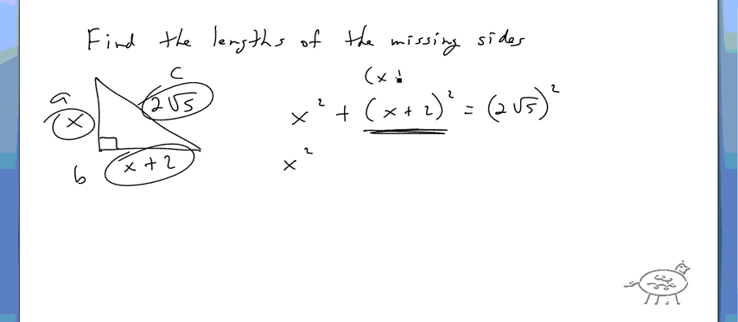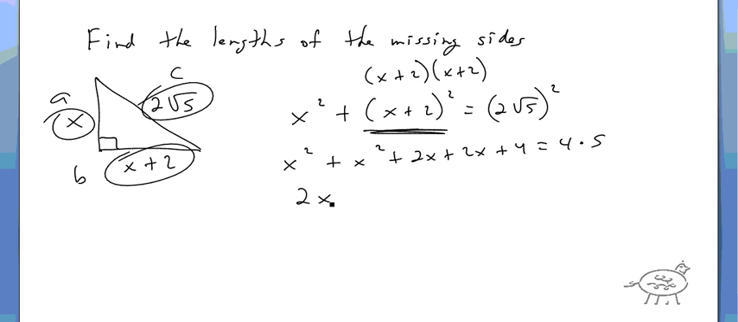So I'm going to write it twice right here. So x plus 2, x plus 2. So x squared plus x squared plus 2x plus 2x plus 4. And then 2 root 5. Remember, 2 squared is 4. Root 5 squared is 5. So if I combine some stuff, I get 2x squared plus 4x plus 4 equals 20.